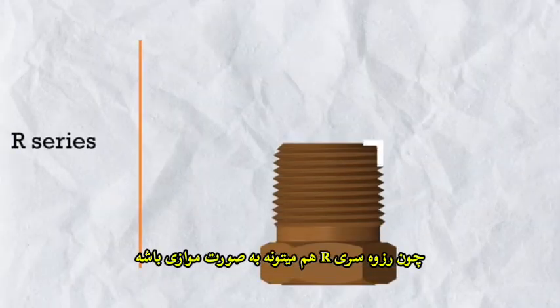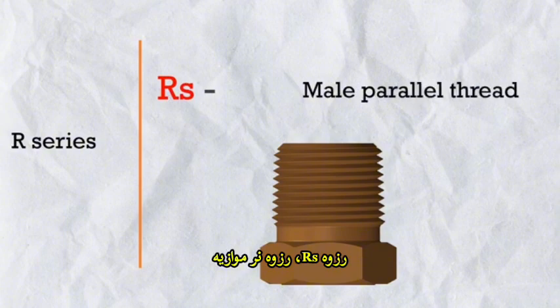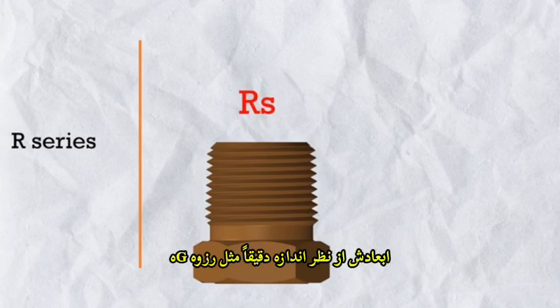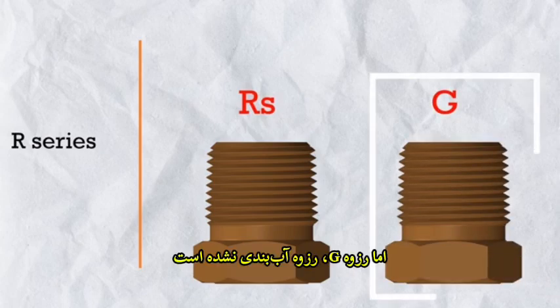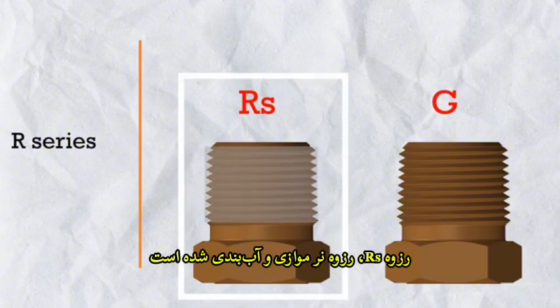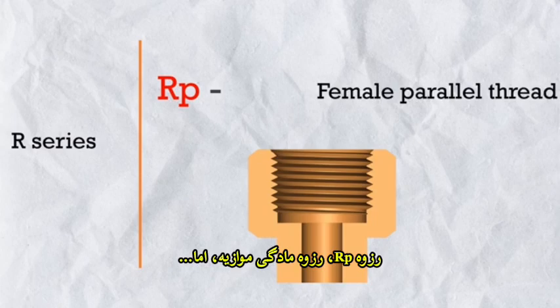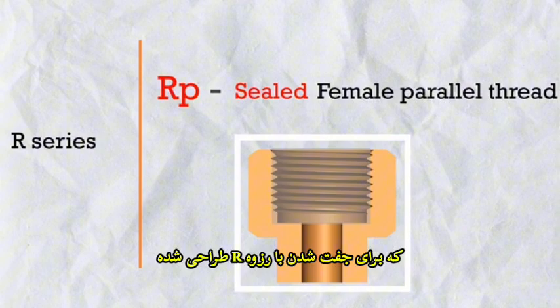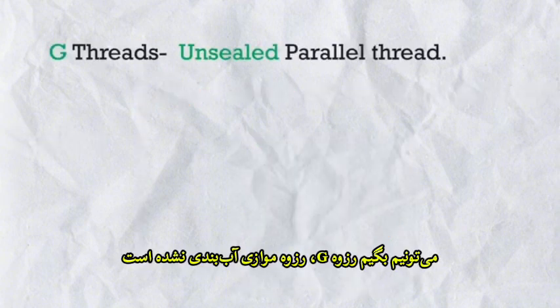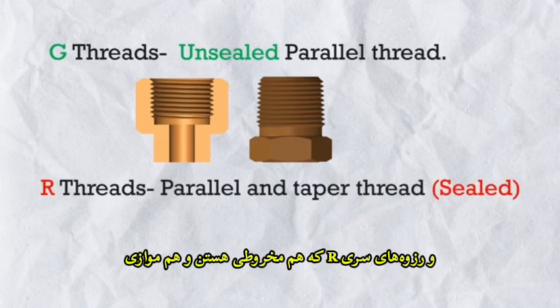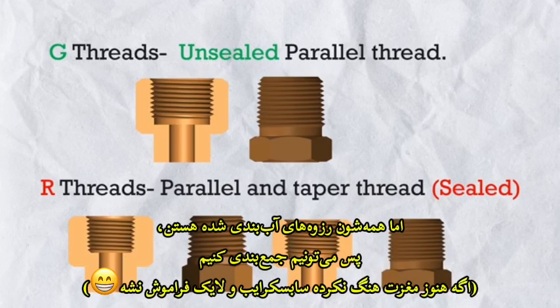Why am I saying this? Because R series thread also comes in parallel thread. RS thread is a male parallel thread, but a parallel male sealed thread. It's dimensionally the same as G thread, but G thread is an unsealed thread, whereas RS is a parallel sealed thread. RP thread is a female parallel thread, but a parallel female sealed thread, which is designed to mate with R thread. Means we can say G thread is the unsealed parallel thread, and R series threads are tapered and parallel both but sealed thread.